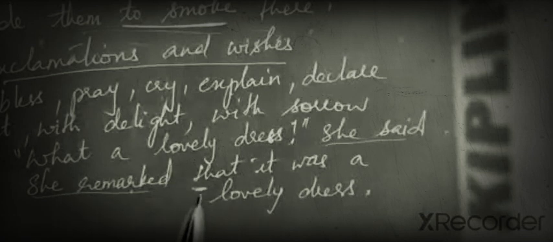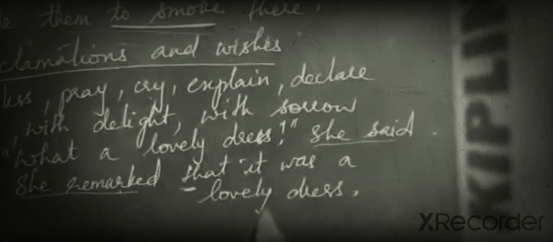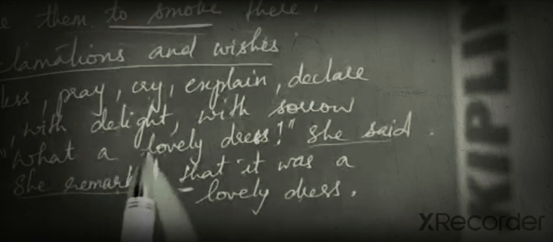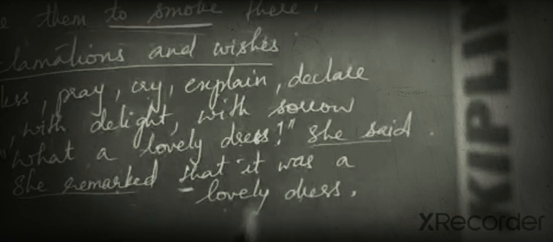You are having a conjunction over here, that it was a lovely dress. So here, what a lovely dress. That it was a lovely dress. So this is the change that is taking place over here.